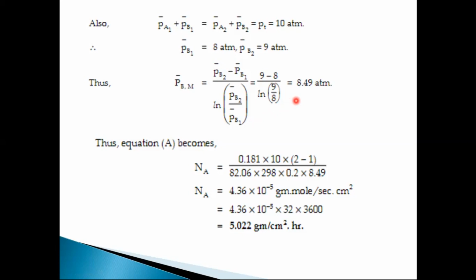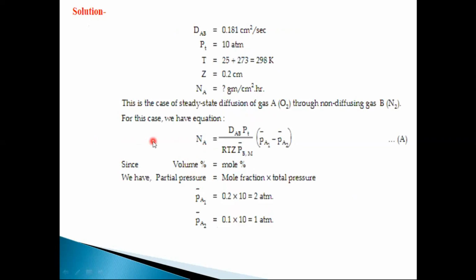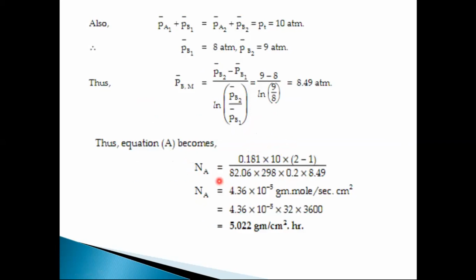Thus equation 1 becomes, from this equation we can now calculate the value of NA. NA is equal to DAB PT divided by RTZ PBM, into PA1 bar minus PA2 bar. Just put all these values in this equation. You will get NA is equal to 0.181 into 10 into 2 minus 1, divided by 82.06 into 298 into 0.2 into 8.49. Calculate. NA is equal to 4.36 into 10 raised to minus 5 gram mole per second centimeter square.